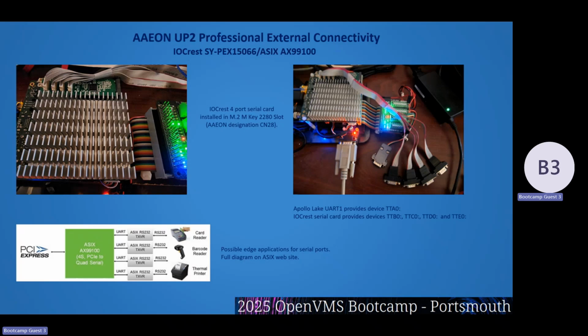I saw another diagram that showed one of these guys in the bottom of an ATM, talking to the ATM over a serial port. And that diagram actually came from the ASICS website. ASICS is the maker of the AX99-100 chip, which is a 4-port serial card, M.2 slot. That's what it was.